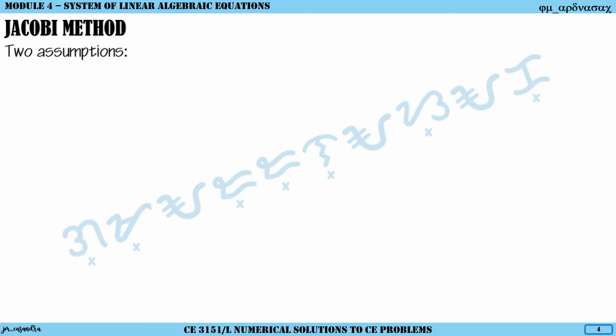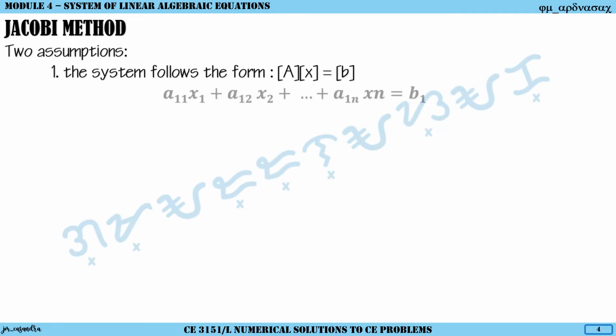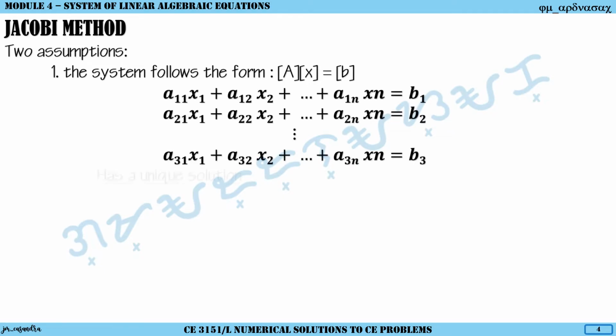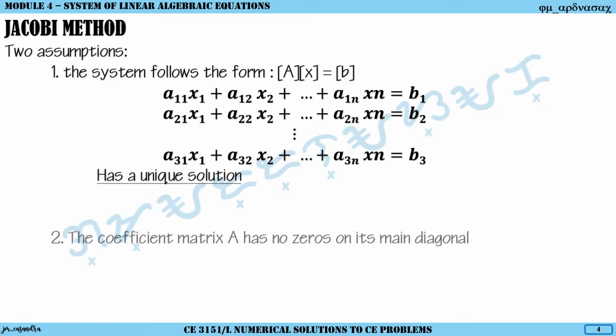For the Jacobi method, we follow two assumptions. The first is that it follows our general form Ax = b, and it will have a unique solution. And lastly, the coefficient matrix A will have no zeros on its main diagonal.